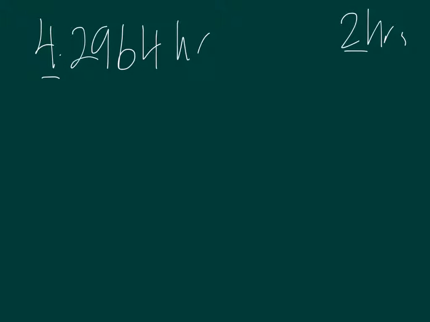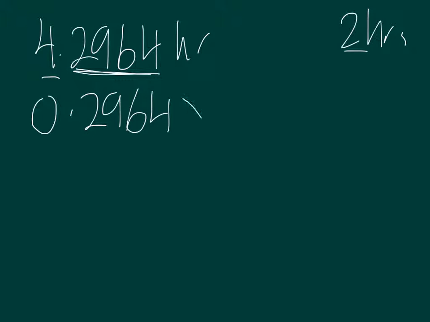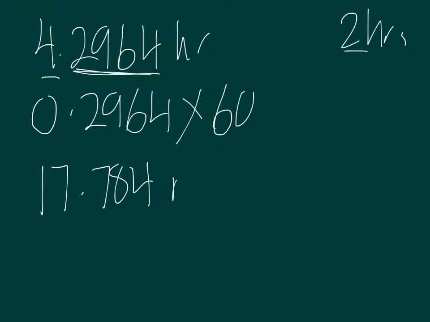So now I've got to figure out what is 0.2964. So this is my minutes bit. So I'm going to multiply that by 60 to find out how many minutes that is. Okay, 0.2964 times 60, and that equals 17.784 minutes. Okay, so again, it's getting messy here. It's getting very, very messy.